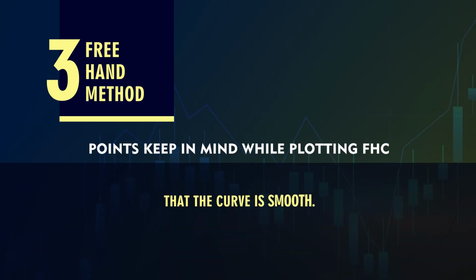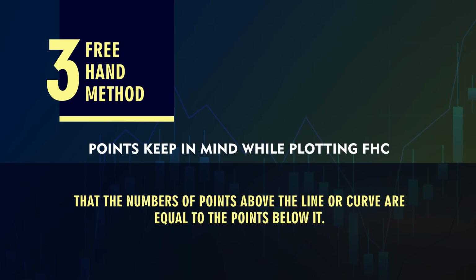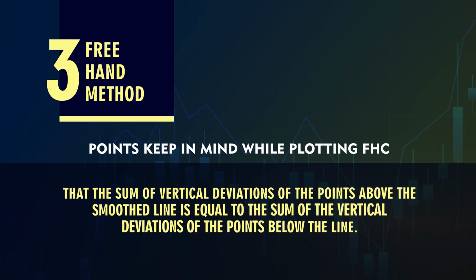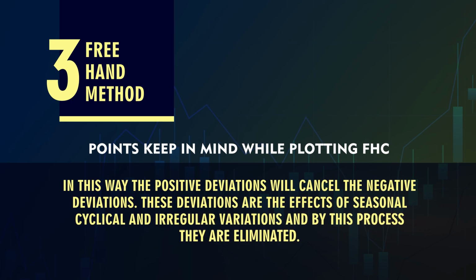So the following points must be kept in mind in drawing a freehand smooth curve. Number one, the number of points above the line or curve should be equal to the points below it. The sum of vertical deviations of the points above the smoothened line is equal to the sum of the vertical deviations of the points below the line. By this way, the positive deviations will cancel the negative deviations, and these deviations are the effects of seasonal, cyclical and irregular variations, and by this process they are eliminated.